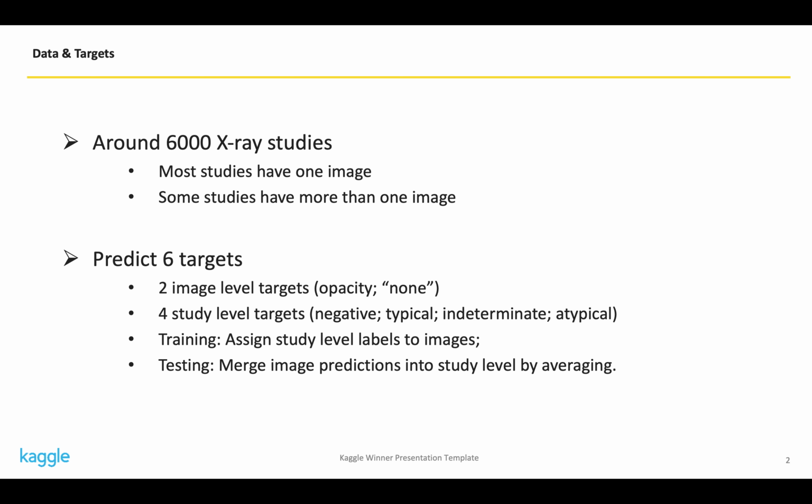During training, we can assign study level labels to images, and during testing, we can merge image predictions into study level by averaging. So basically, during training, we don't give special treatment to study level targets. We simply treat them the same as the image level. So we have 6 image level targets here.